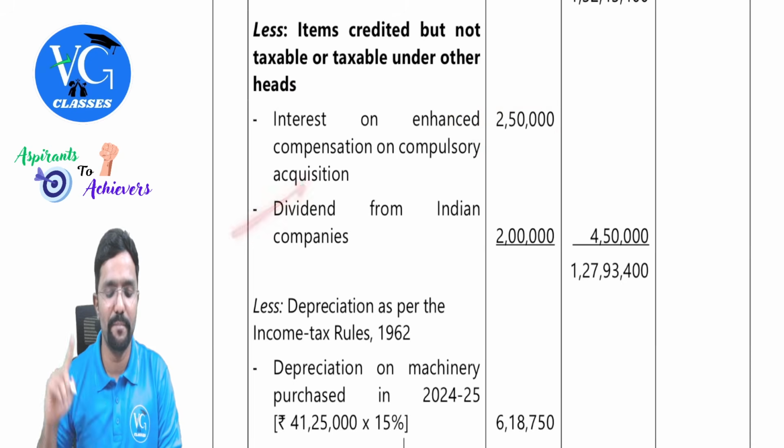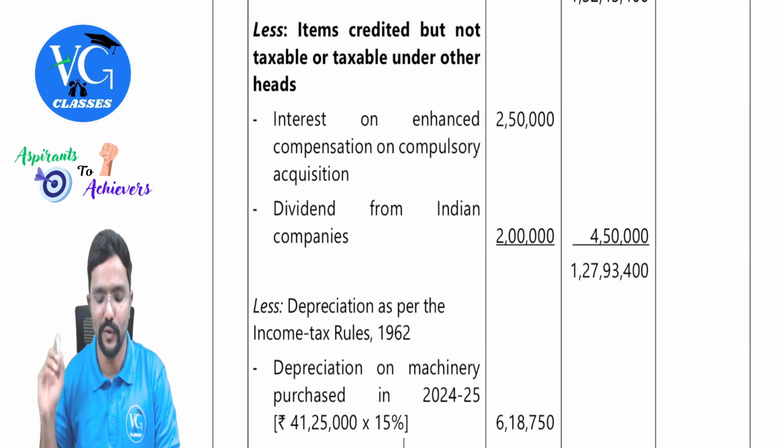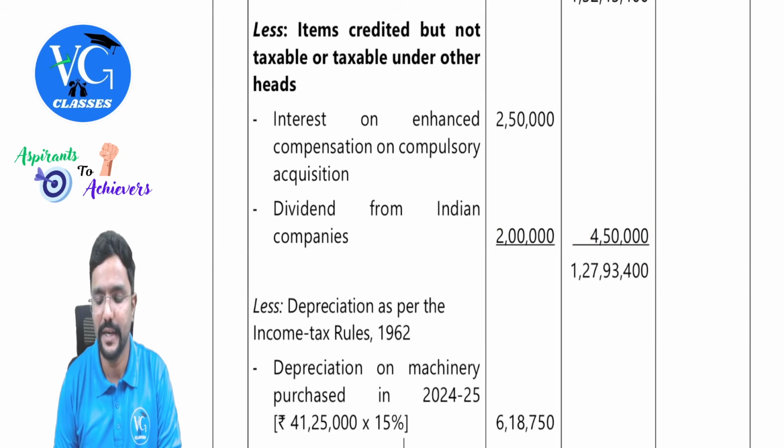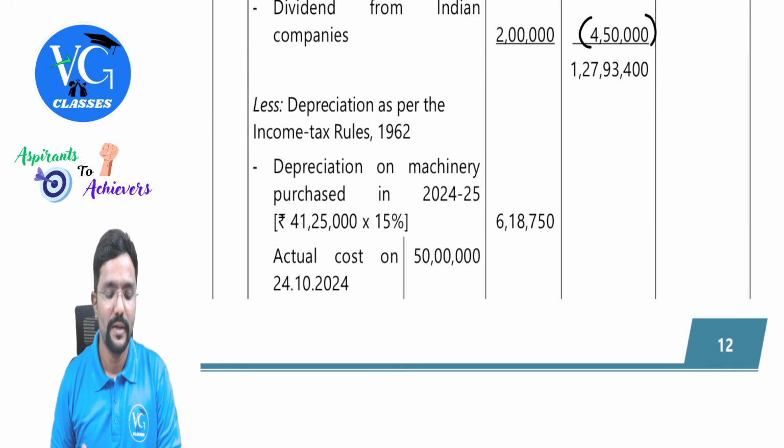Next, dividend from Indian company will be taxable under IFOS. So remove it. 2 lakh. So total deduction is 450. Anything deducted, better put it in bracket. 4 lakh 50. Okay. Next, depreciation.